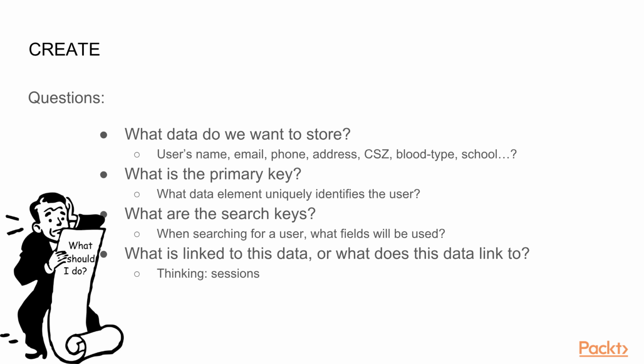So do we want to get the user's name? Do we want to get their email, which is a unique field, by the way? Do we want to get their phone, their street address, their work address, city, state, zip, blood type, their school information? There's tons and tons of data that we can collect. And we want to focus on the intent of our application and narrow that data down as succinctly as possible.